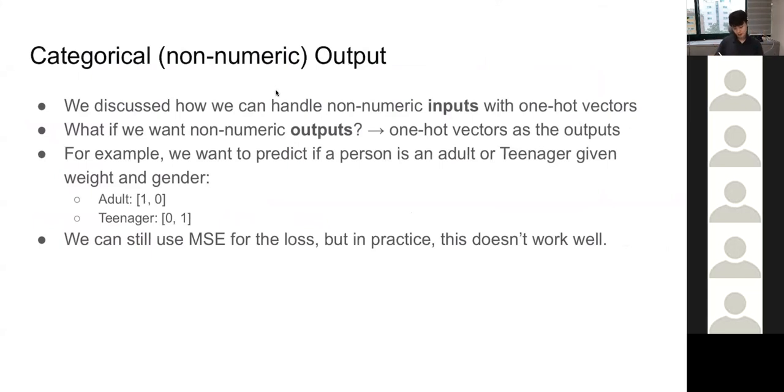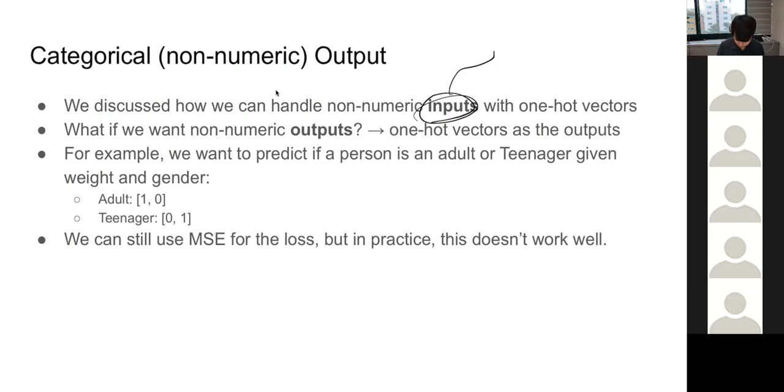We discussed how we can handle non-numerical inputs. It was an easy solution: we make this into a one hot vector. Then what if we want non-numerical outputs? The answer is actually very similar. We want to make that into one hot vectors as the outputs. For example, if you want to predict if a person is an adult or teenager, given weight and gender, then we want to predict a vector of 1, 0 for adults and 0, 1 for teenagers. It's a very straightforward way of translating categorical output into a vector. So we can still use the MSE, the mean square error, because you now have a vector output.